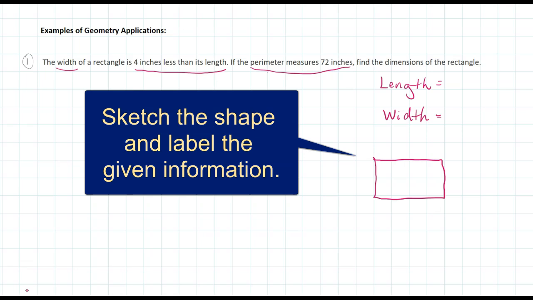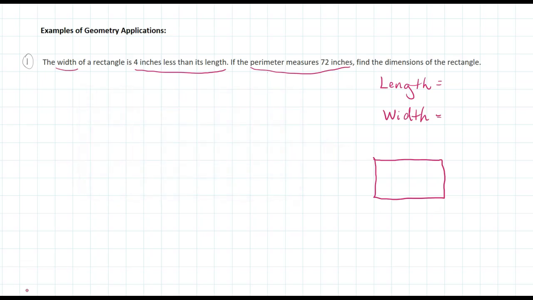Okay. So it's saying that the width is 4 inches less than the length. So we have length, but 4 inches less. That means we're going to subtract 4 from length, right? And we'll just let length be L. We have a length here. We have 2 of those, right? And we have our width, which is L minus 4. There's 2 sides that equal that.